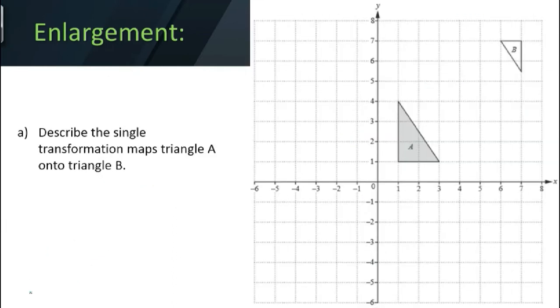Now, for example, object and image both are given in the question. And here they are saying describe the single transformation that maps triangle A onto triangle B. So here we have object and image. A is the object and B is the image. Triangle A onto triangle B. So this is the object and this is the image. Now the object is greater than the image.